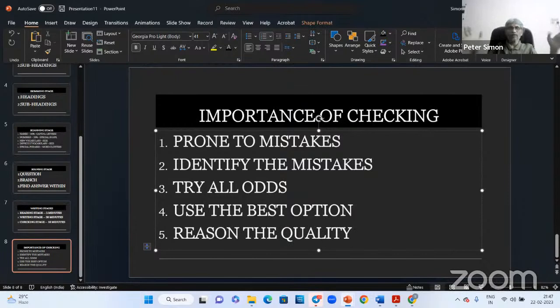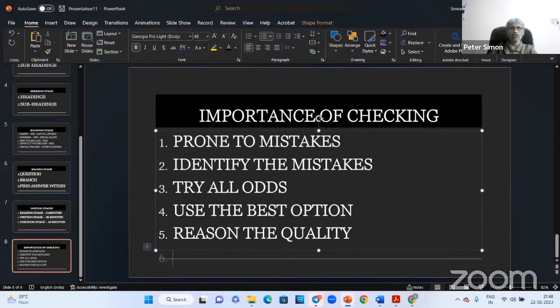Mistakes may happen. Realize that. You're not perfect. You're not Mr. Perfect. Mistakes may happen. So identify the mistakes. You may not be able to identify all the mistakes, at least some mistakes which you can identify. Try all odds, means all options. What can I do for this? Can I change it? What to do? What is the best option? Okay. Then use the best option and reason the quality.